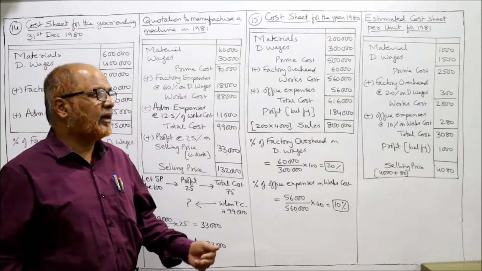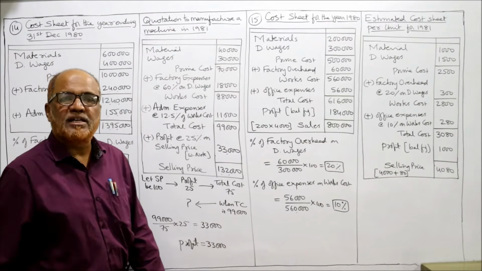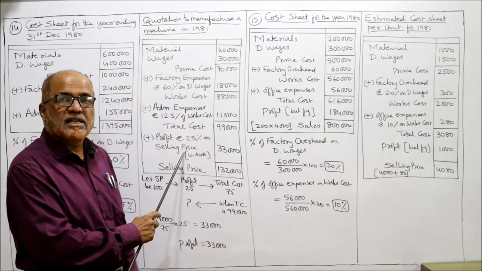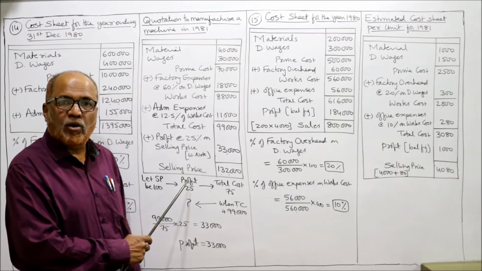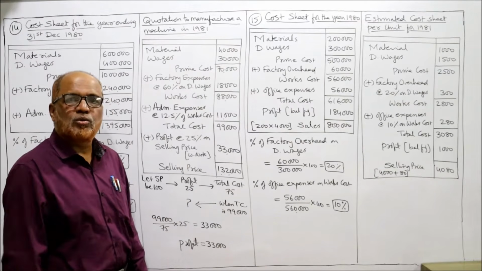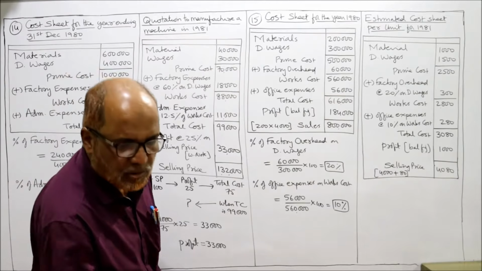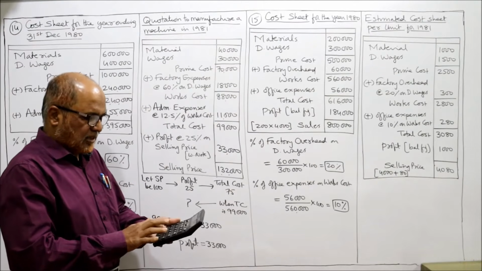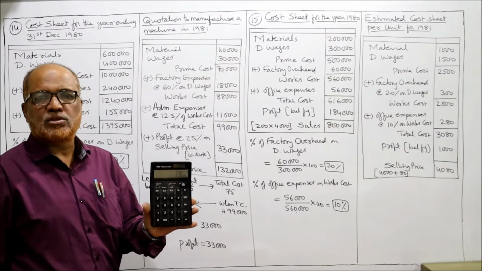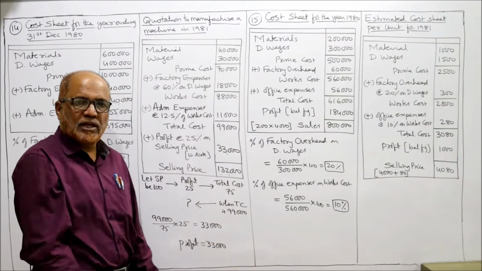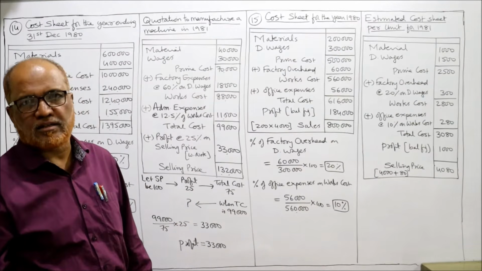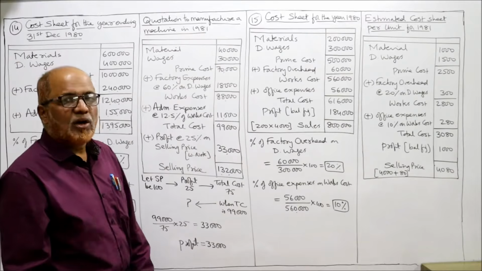But how can we know that the calculations we made are correct or not? We can verify. Profit is 25% on selling price. How much selling price did we get? 1,32,000. Now calculate 25% of 1,32,000. You must get 33,000. So 1,32,000 into 25%, we are getting 33,000. That means our calculation, our assumption, our procedure is correct. So we have completed problem number 14.